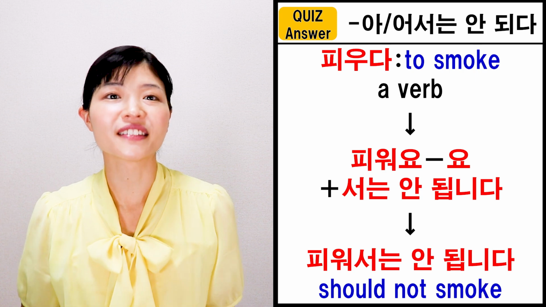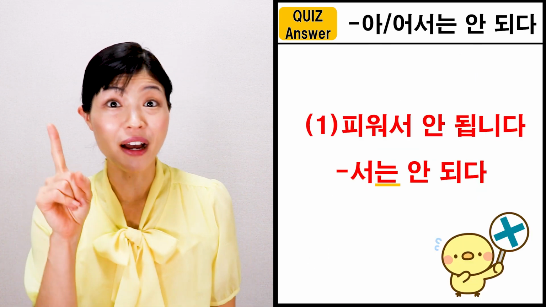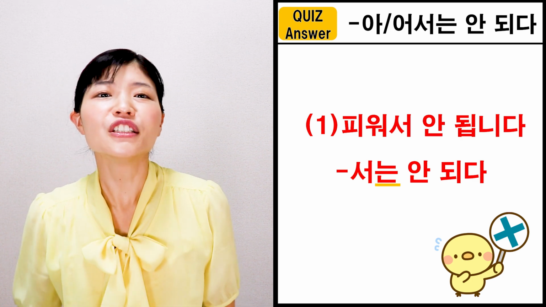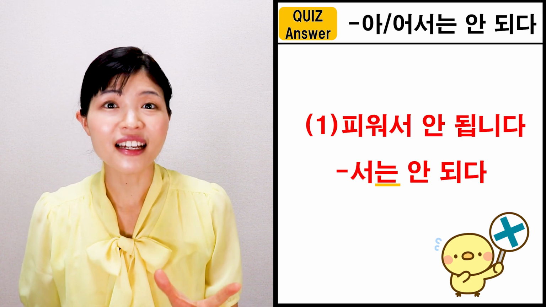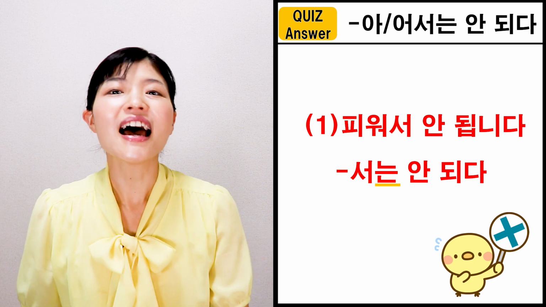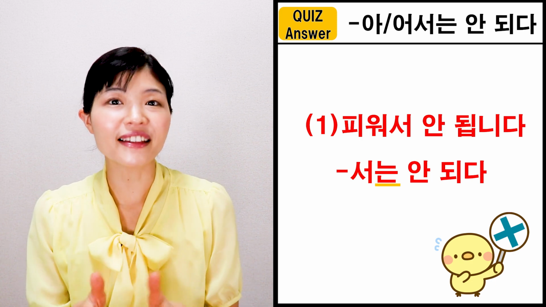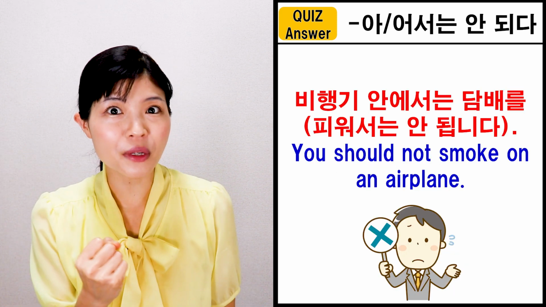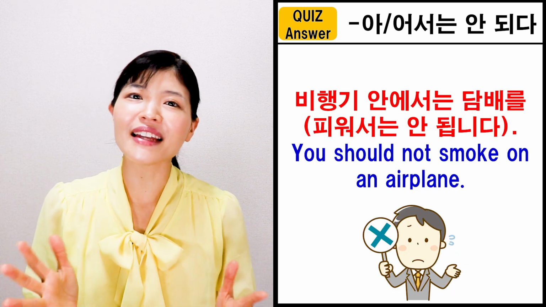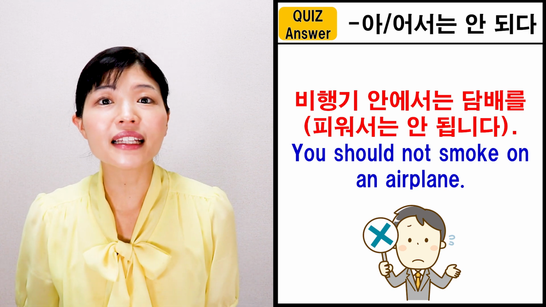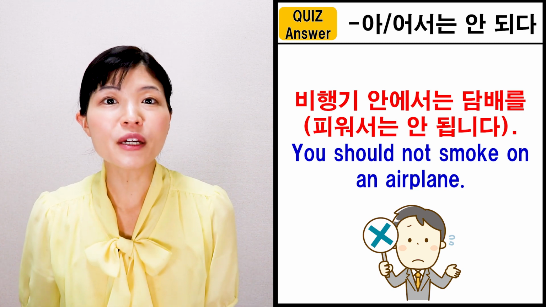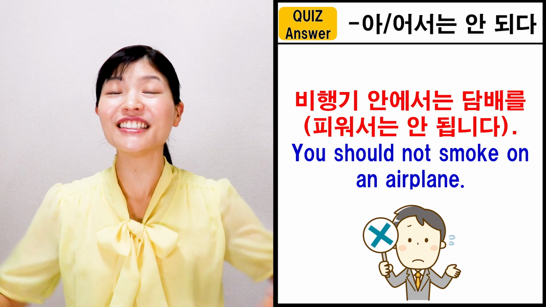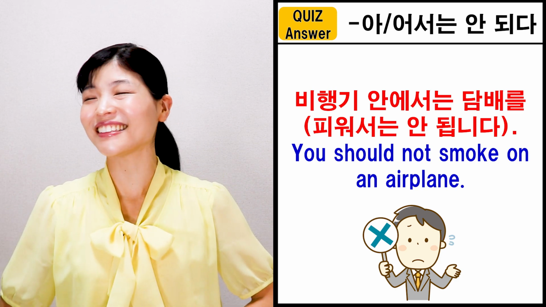Should not smoke. Is there anyone who picks number 1? Number 1 was very close but wrong. You should always attach 는 to say 피워서는 안 됩니다. 피워서 안 됩니다 is not the right grammar. Okay? Then let's read it together as if you politely gave a warning. 비행기 안에서는 담배를 피워서는 안 됩니다. Let's read it again and again, imagining you became a flight attendant.